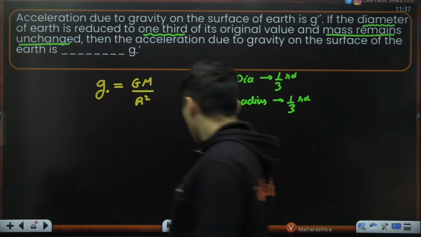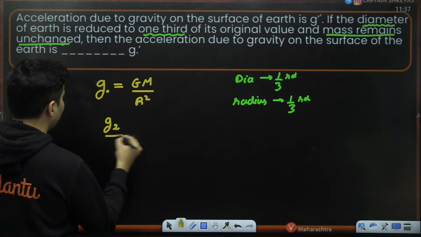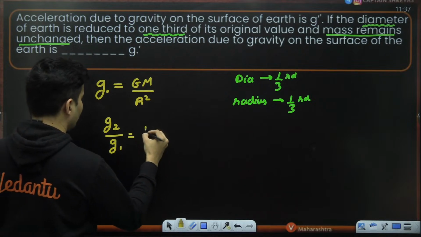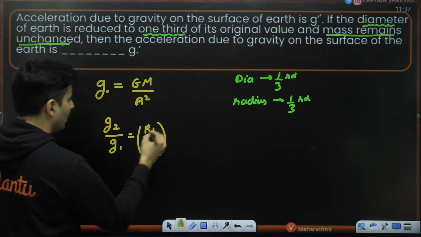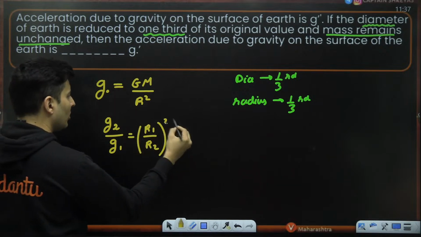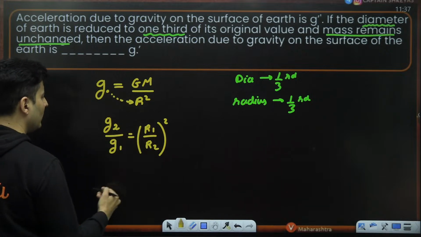Is that right? So from here, it is obvious that the new gravity by the old gravity will be the old radius by the new radius whole square, inversely related to each other. You can see it is inversely related to each other.